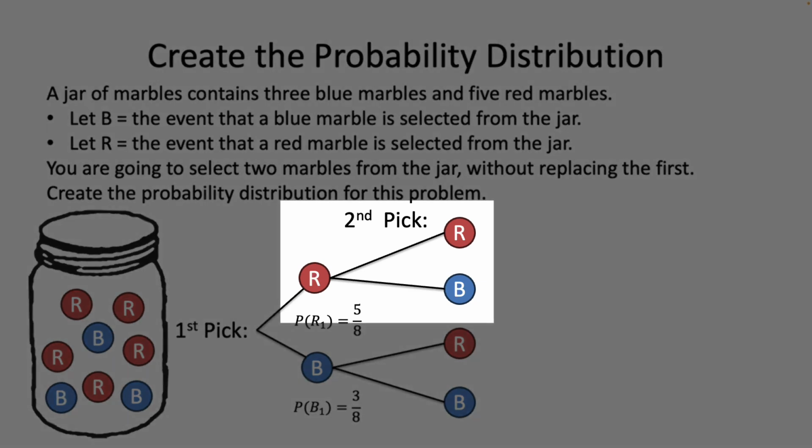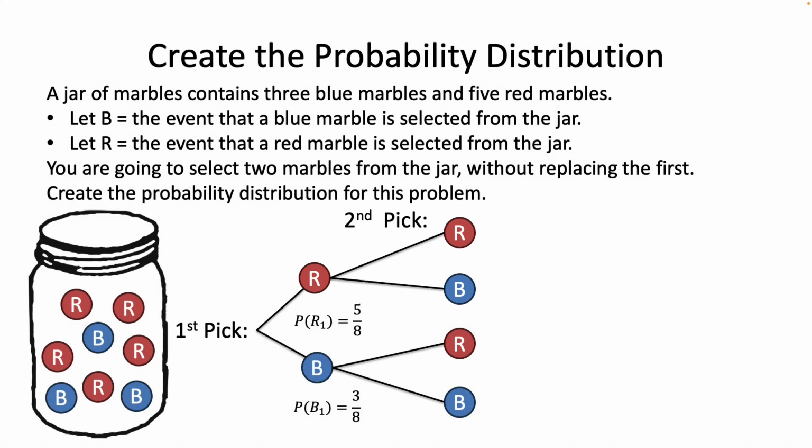Let's do the top half of this tree. This is when the first marble we picked was red. Now, remember, since this is without replacement, let's pretend that this red marble is gone.